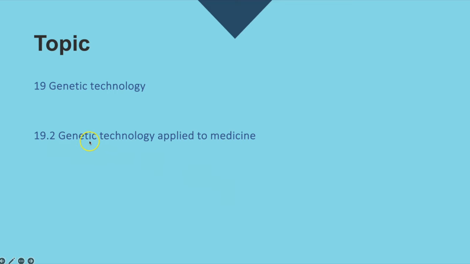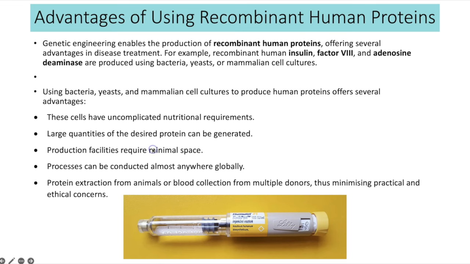Then we go on to 19.2, genetic technology applied to medicine. So there are advantages of using this recombinant technology. Genetic engineering enables the production of recombinant human proteins, offering several advantages in the treatment of diseases. And here are just 3 examples of proteins that have been created using bacteria, yeast, or even mammalian cell cultures. And using these, producing these human proteins has several advantages.